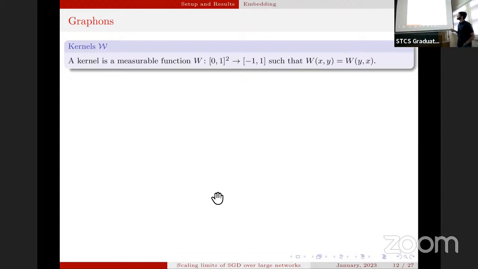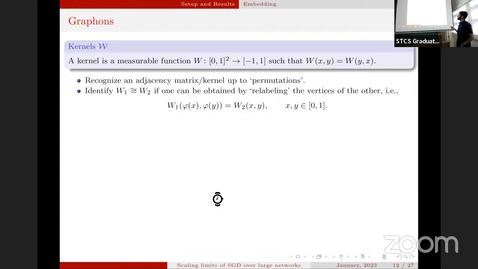So bringing all of that into a definition, a kernel is nothing but a Borel measurable function W. It takes points in the unit square and maps them to, let's say, [-1, 1], and it is symmetric, W(x, y) = W(y, x), just like I mentioned.